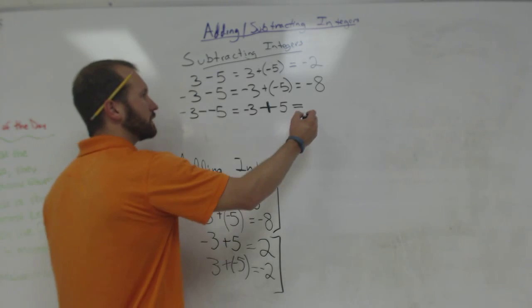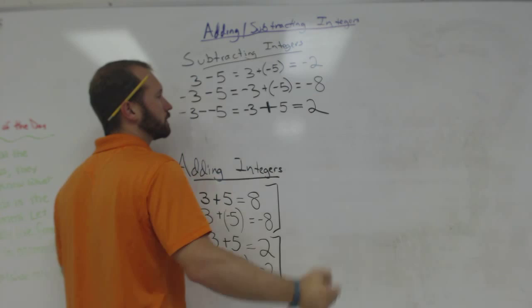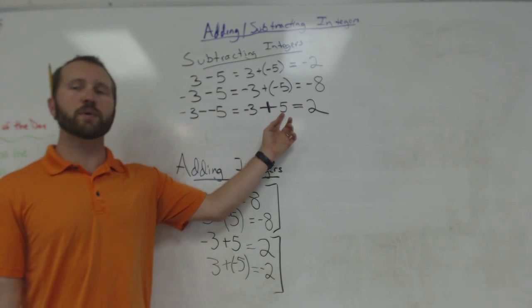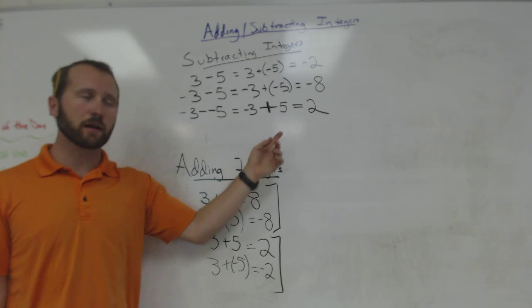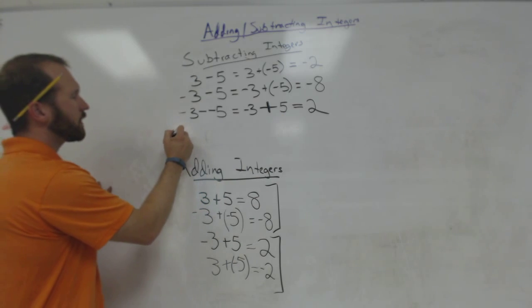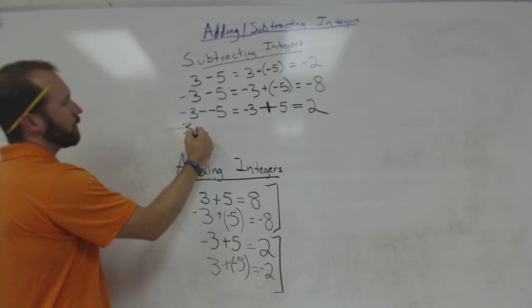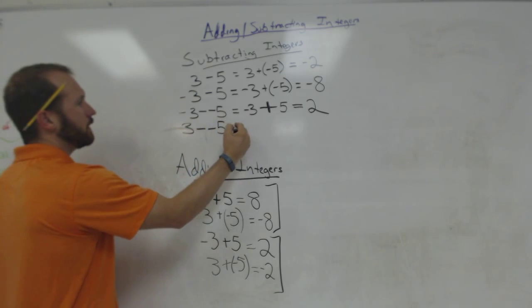Is it going to be positive or negative 2? Positive. Because the 5 is bigger. The bigger number is positive. Yeah. What if I had, keep doing this one, 3 minus negative 5 equals.